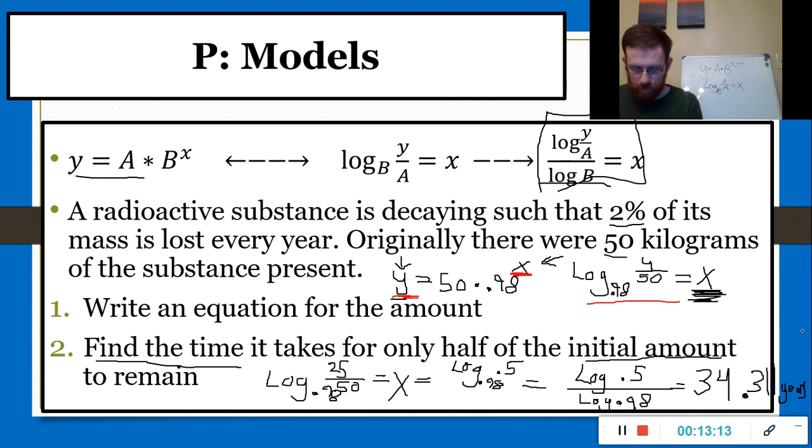Log 0.5 divided by log 0.98. Yeah, it's 34.31 years. Woohoo! So, it takes this radioactive substance about 34.31 years to go from 50 kilograms to 25 kilograms. That's why nuclear energy is so confusing.